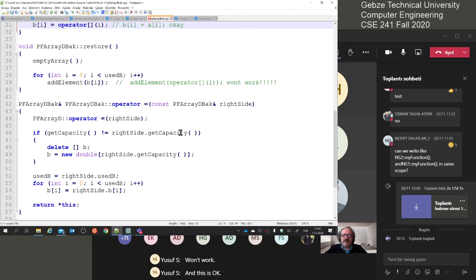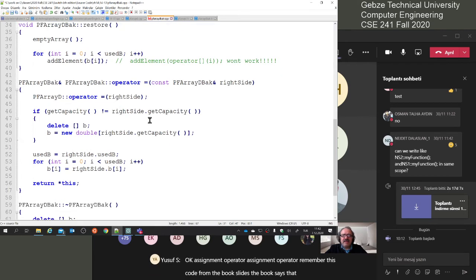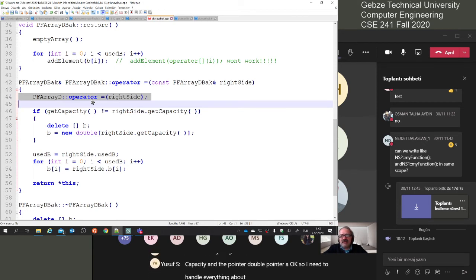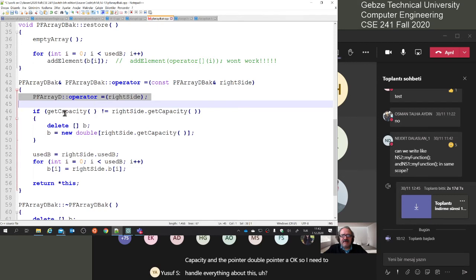Okay, assignment operator. Remember this code from the book slides? The book says that if you are writing the assignment operator, always use the base class assignment operator as your first thing to do. So I call my base class assignment operator, and after that, the base class assignment operator handles everything about used, capacity, and double pointer A. Okay, so I need to handle everything about the new place, backup space, and size of it.